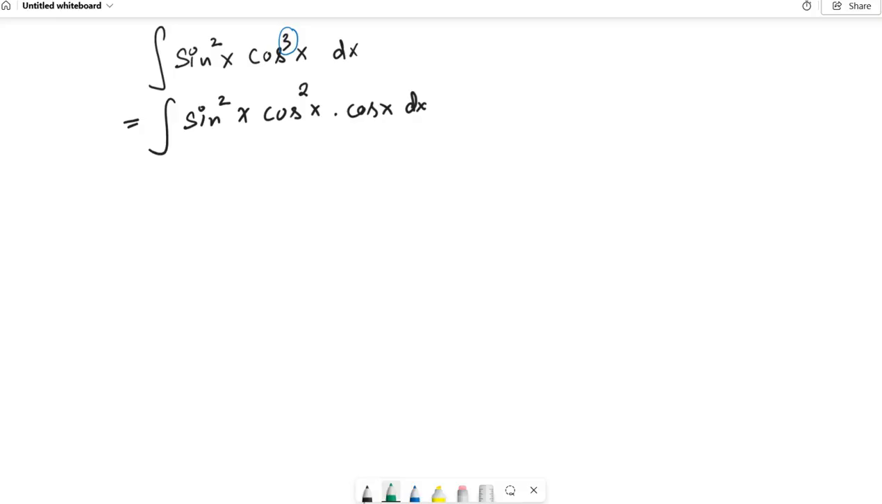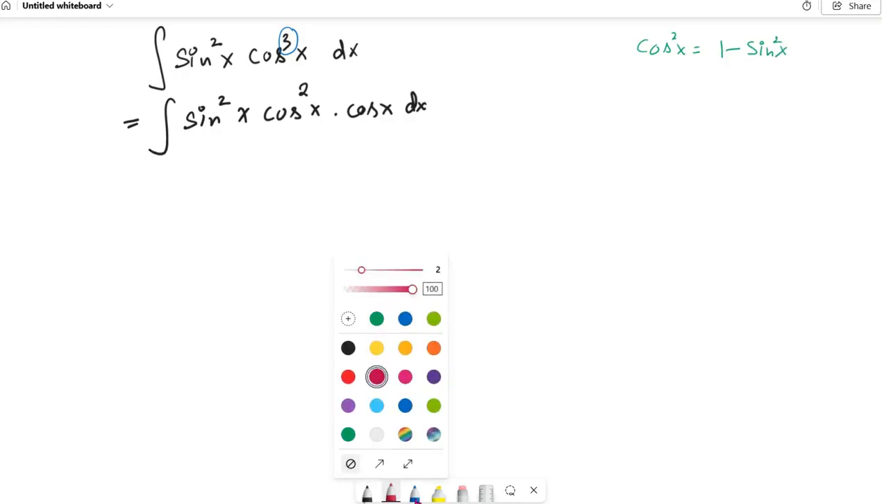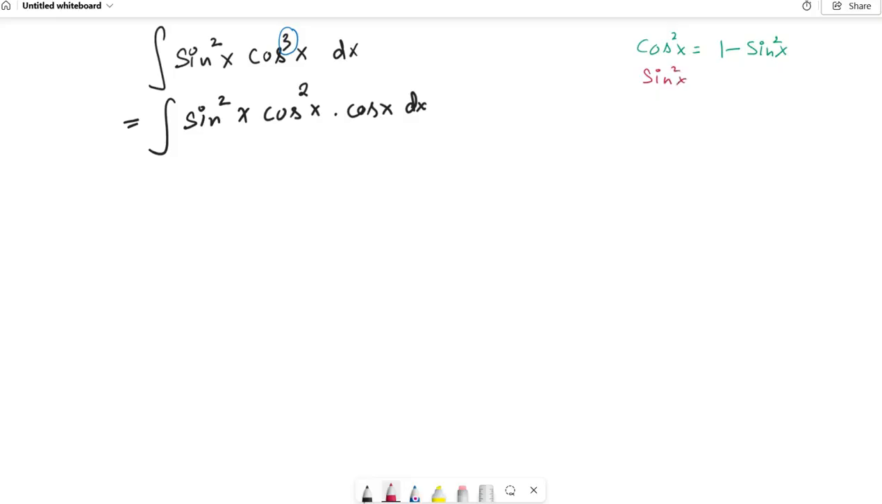Now, cosine square x can be replaced as 1 minus sine square x. You should remember that this all is coming from the same identity, that sine square x plus cosine square x is equal to 1. So from there we can say cosine square x is equal to 1 minus sine square x. So let's try. Sine square x is here. Cosine square x would become 1 minus sine square x times cosine x dx.